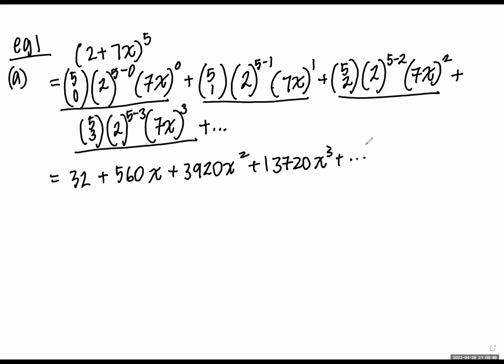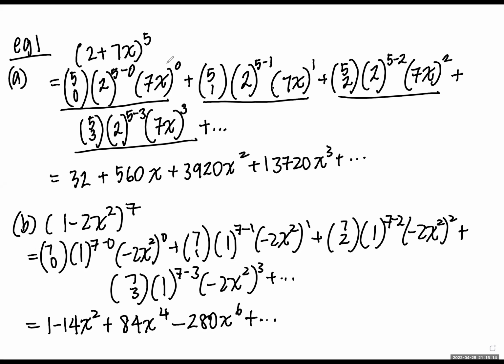Okay, so right now, I want you to try B, the expansion of B, and see whether you can get the same answer as me. B will be 1 minus 2x squared, to the power of 7. So do not look at my working. Just try your own expansion, and after that, check with me. Check on the screen to see whether your answer is the same as mine. Okay, very good. So now move on to the next worksheet.